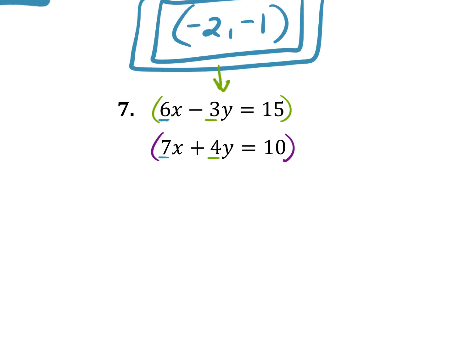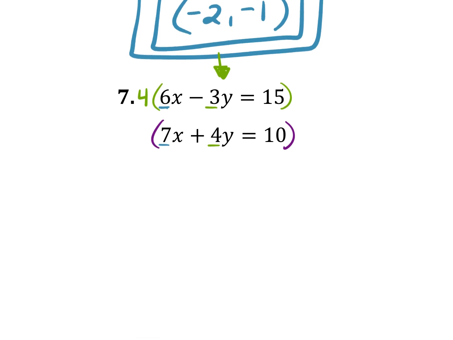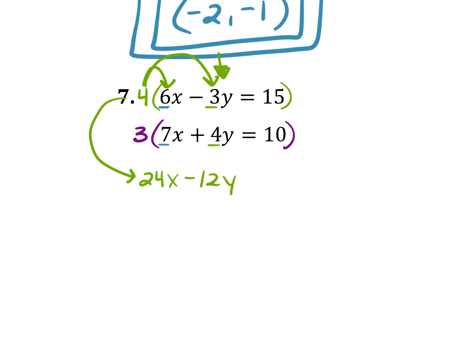I think the y's are the easier to do, because one's already negative and one is positive, and they're smaller numbers. So if I multiply the top by 4 and the bottom by 3, I'll get a negative 12 and a positive 12. So I'm going to rewrite this top one here. That's going to be 24x, multiply that, minus 12y, and don't forget to multiply by this guy, equals 60.